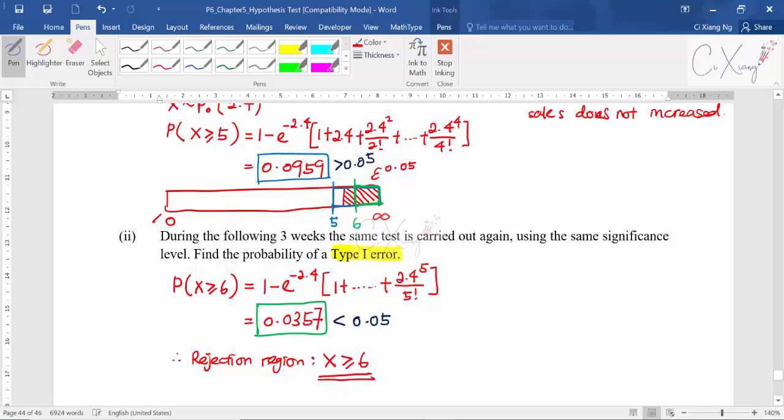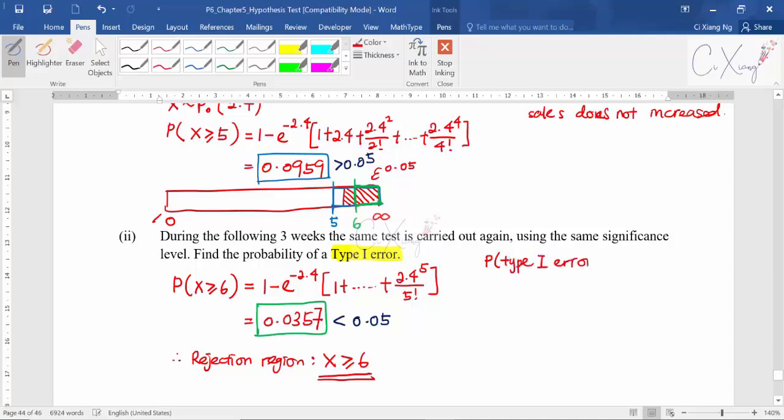This question is a bit tricky because you actually need to use some information from the previous part to know which is the value that you want to test. So for this one, we are doing the trial and error method, x greater equals to 6. The 6, I decide from the graph. Then after I get the rejection region, I can continue with my type 1 error calculation.